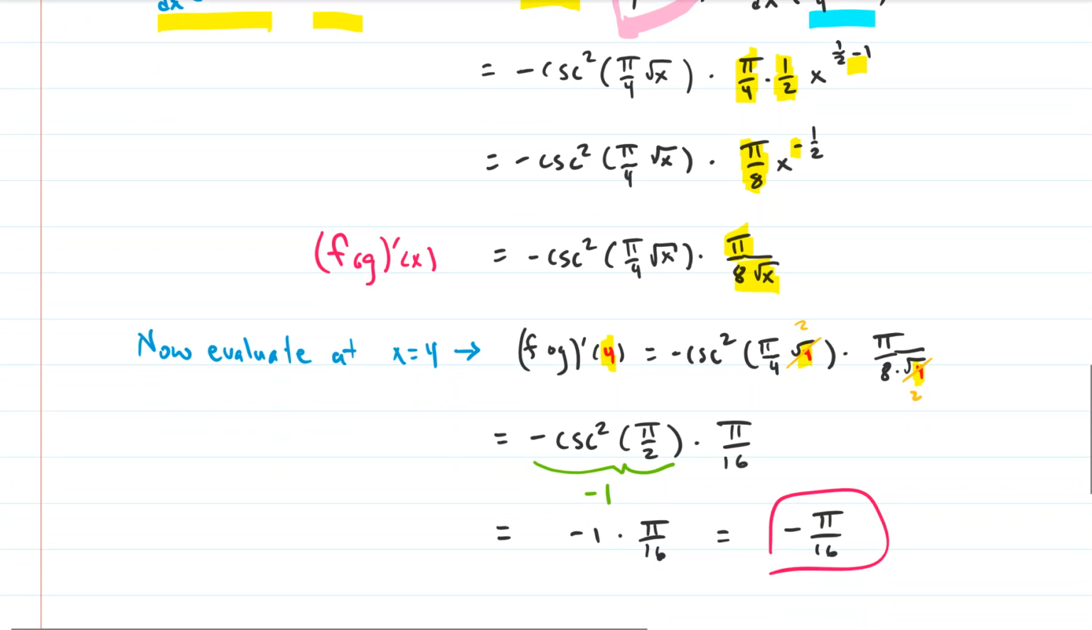And we can reduce this fraction. 2 pi over 4 is the same thing as pi halves. So negative cosecant squared of pi halves just reduces to negative 1. And then we have the negative 1 times the pi over 16, which gives us our final answer of negative pi over 16. And that's the answer.